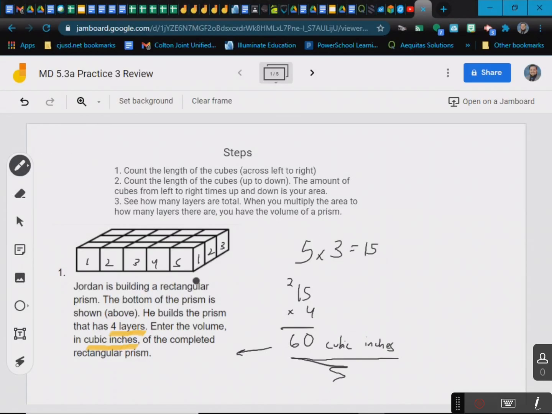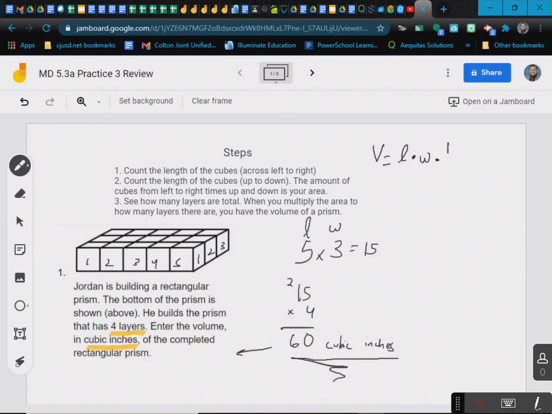So what I did is I counted across, right? 5 is the length. I'll put a cursive L for length. The width is 3. Put a W for that. And then when they tell you 4 layers, that's actually the height. So volume can be shown with this equation: length times width. This big dot is another symbol for times. Instead of an X, when we use variables, we do a dot. Times width times height.